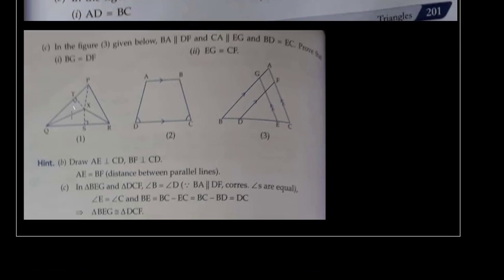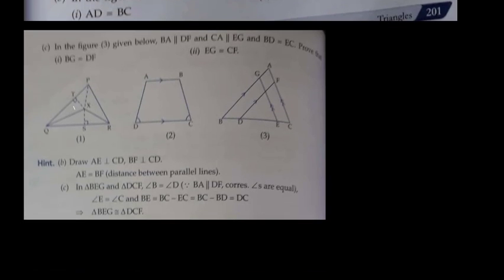So in the first part we have to prove that these two triangles are congruent, and second we have to prove that PX bisects angle P. PX bisects angle P. Okay.